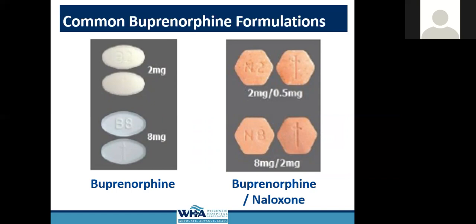Now, we're not allowed to use trade names, as we said, but this is by no means an exhaustive list of all the buprenorphine formulations out there. There are other formulations on the market that are available to addiction medicine specialists, as we discussed. But X-waivered primary care and emergency physicians are really going to be talking mostly about these two products, buprenorphine alone and in combination, buprenorphine with naloxone.